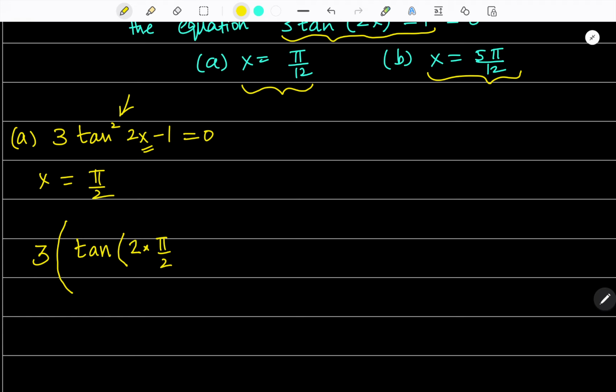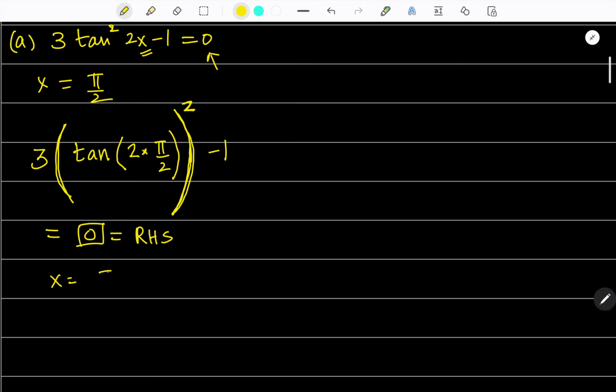This is multiply, keep in mind: 2 multiply pi by 2. Close the bracket, and then close the bracket again. Then you press square. This square you cannot type in the calculator directly, so close this whole bracket and then press 2. This 2 will become a square. And then minus 1. Let me start now. 3 times tan square of 2 multiplied by pi by 2, minus 1. I'm getting 0, which is equal to my right hand side. Okay, right. So from this, what can I say? x equals pi by 2 is a solution.